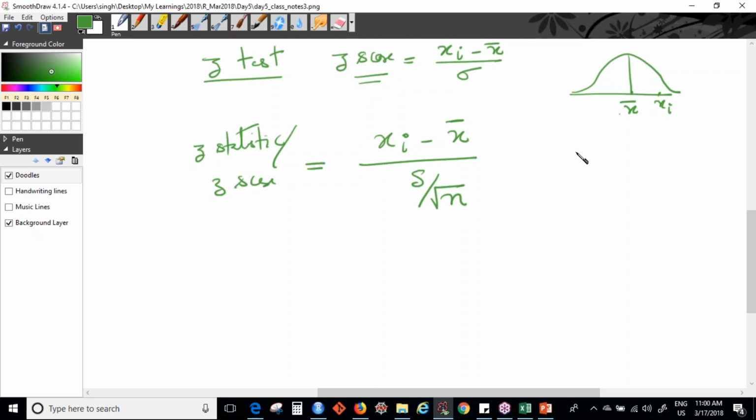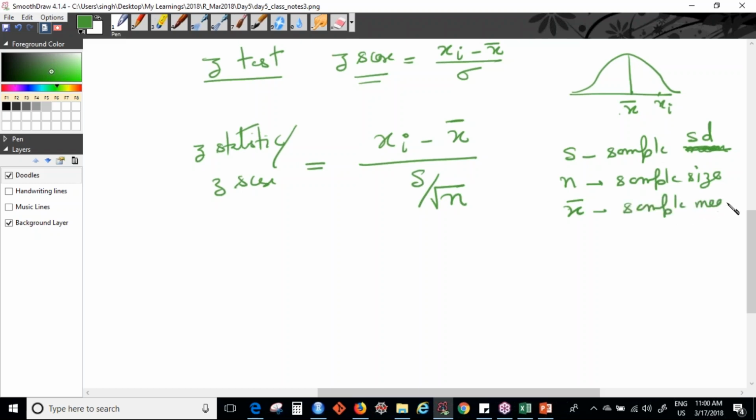Now what is this s? N is your sample size. Sorry, s is your sample standard deviation. X bar is your sample mean. And xi is the point in your question. So this is actually the formula for z-score.